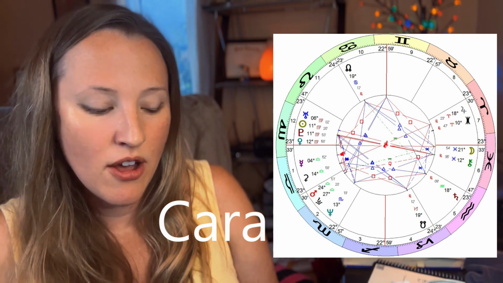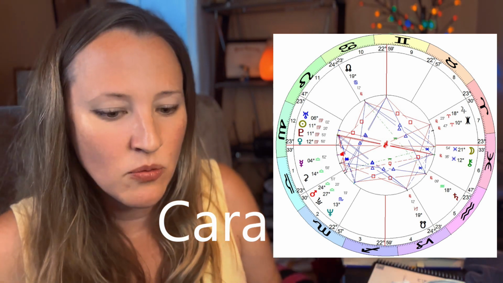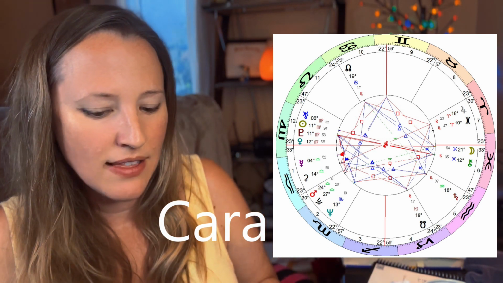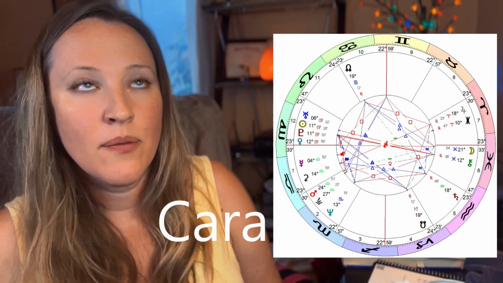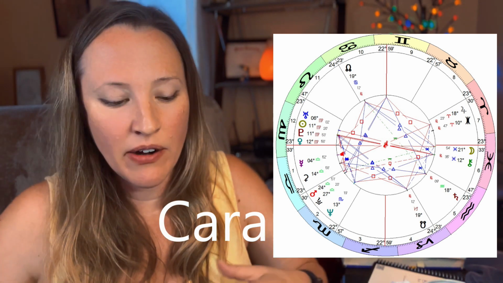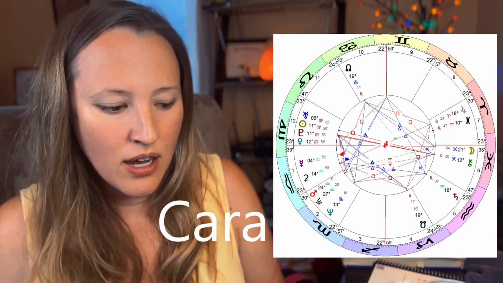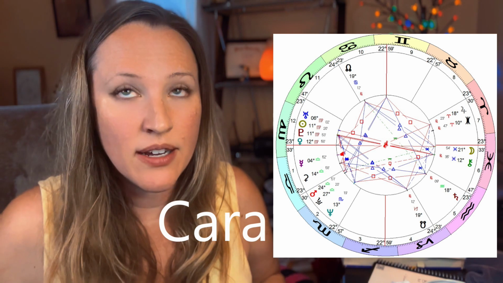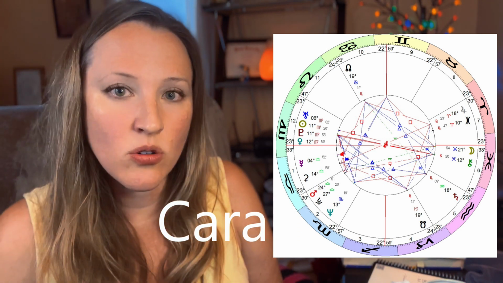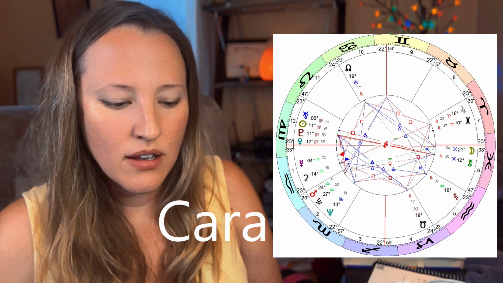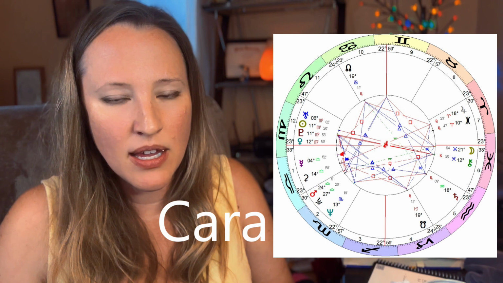Leo and Taurus are other fixed signs, but we need fixed signs to be able to stick with things, to be able to develop habits and stay with those habits. And so Cara is very changeable and adaptable, which can be great because she's not too rigid, but there may be difficulty with sticking with something and keeping it the same.